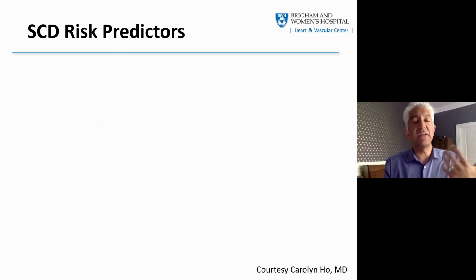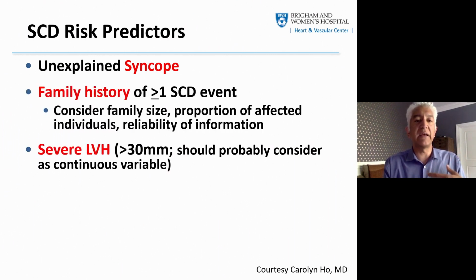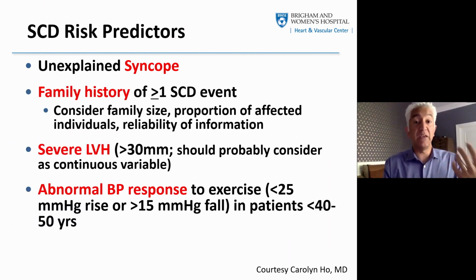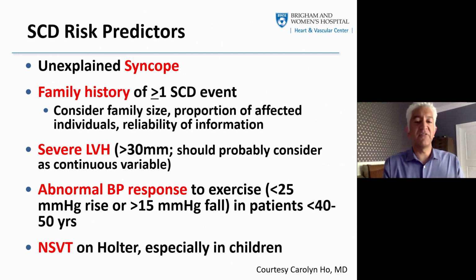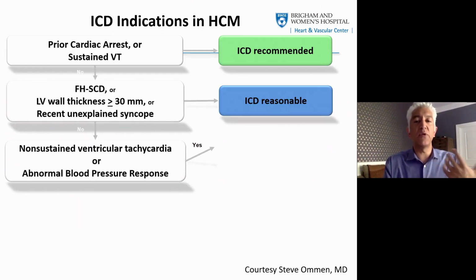And to do that, you need to know that there are a number of features that are associated with higher risk for sudden death, including syncope, a family history of a sudden death event, particularly in a first-degree relative, severe hypertrophy, and a hypotensive response to exercise. Some evidence that non-sustained ventricular tachycardia on monitoring may also do this. And the more of these factors you have, the higher the risk of sudden death, and potentially the more likely it would be that we would recommend that patients get a defibrillator.